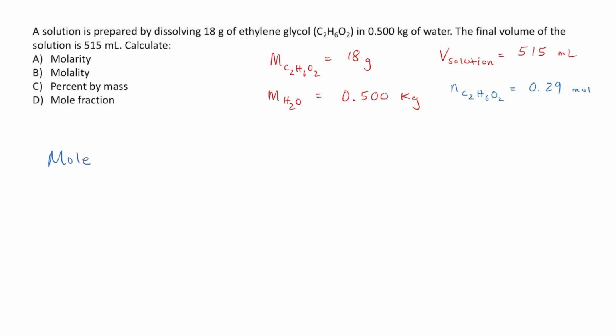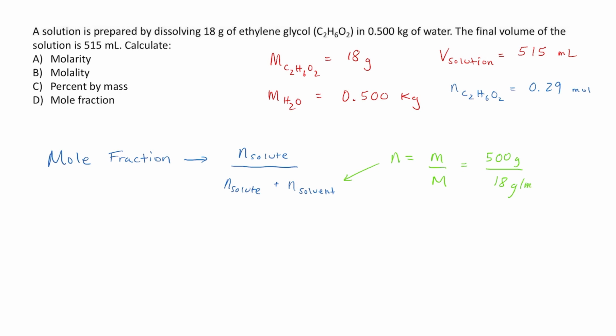And now we need to find the mole fraction. The mole fraction is the number of moles of the solute divided by the total number of moles, which would be the sum of the number of moles of solute plus the number of moles of solvent. Now we don't know the number of moles of the solvent, but we can use this equation to solve for it. We just need to take the mass of water divided by the molecular weight of water, and that gives us the number of moles of solvent, which is about 28 moles.